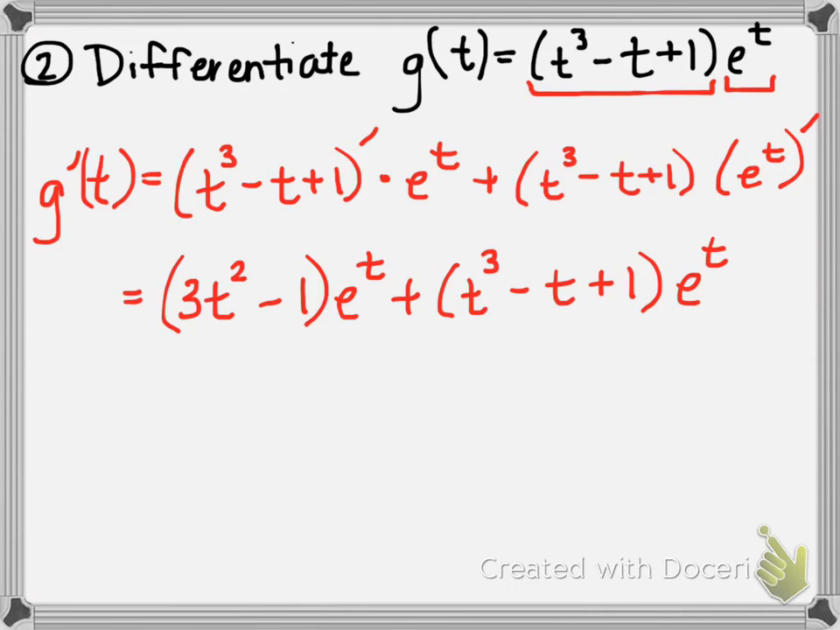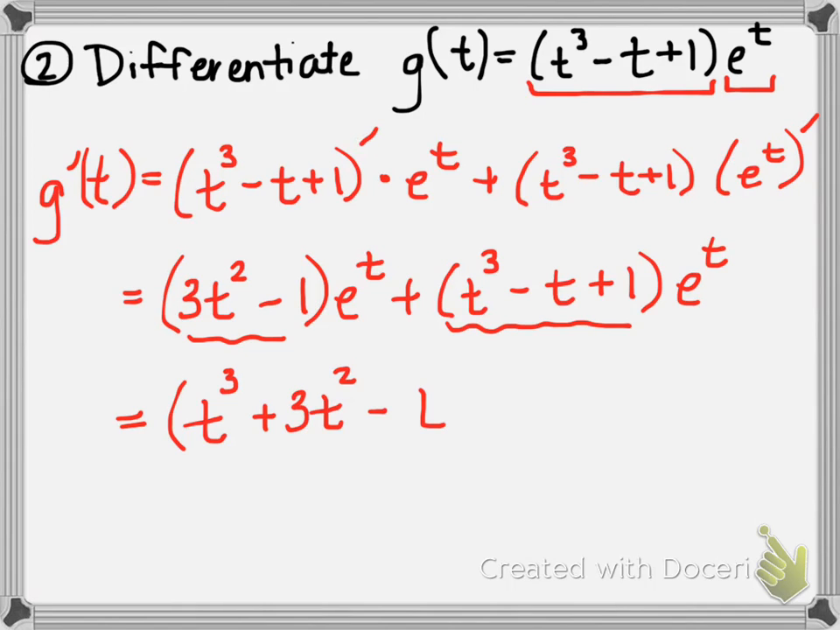This is my answer. If you really want to, you can rewrite this, because of course everything has a factor of e to the t. So we can just add these two coefficients of e to the t, and we would get t cubed plus 3t squared minus t, and then I'd have minus 1 plus 1, so times e to the t, and there would be my derivative.